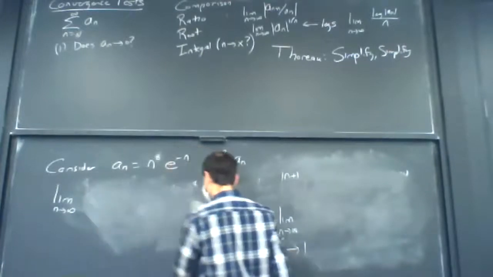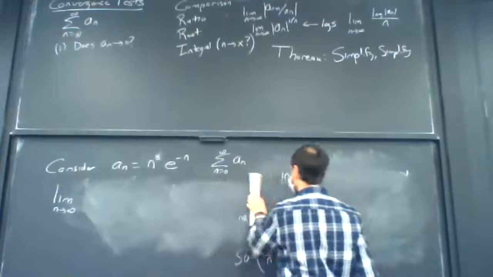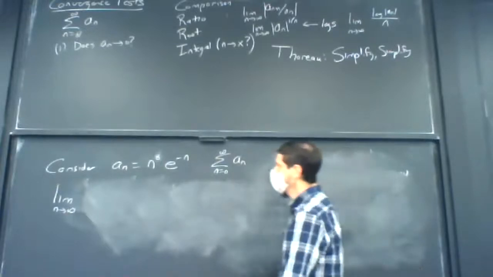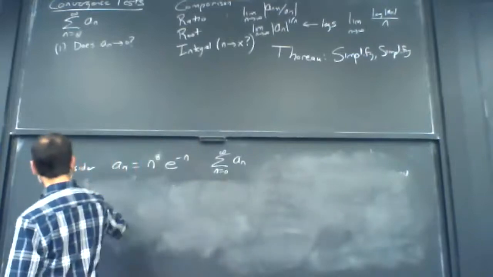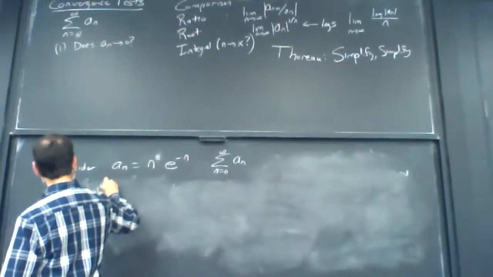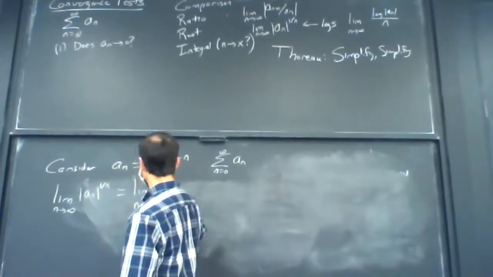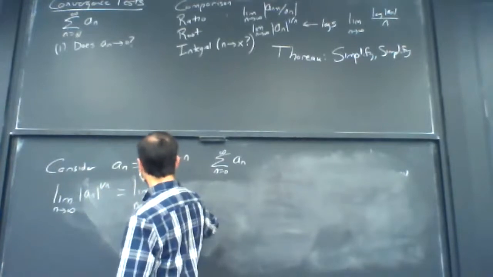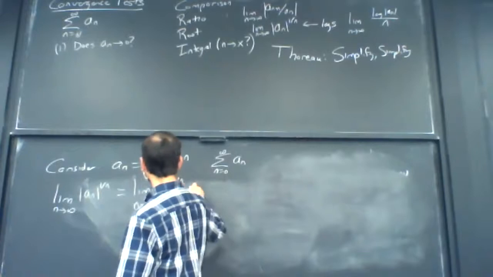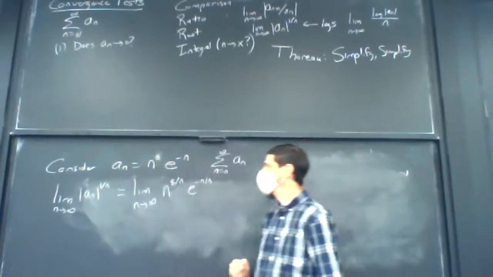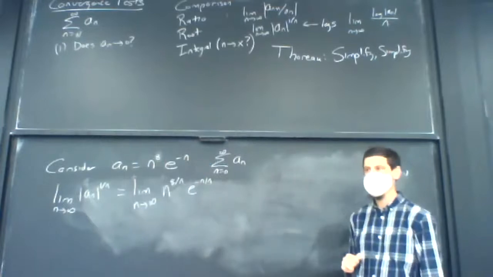So I'll leave the word limit. Okay, so now we want to calculate a_n to the 1 over n. So it's the limit as n goes to infinity, n to the 8 over n times e to the negative n over n. I'm just taking the 1 over nth root of everything.